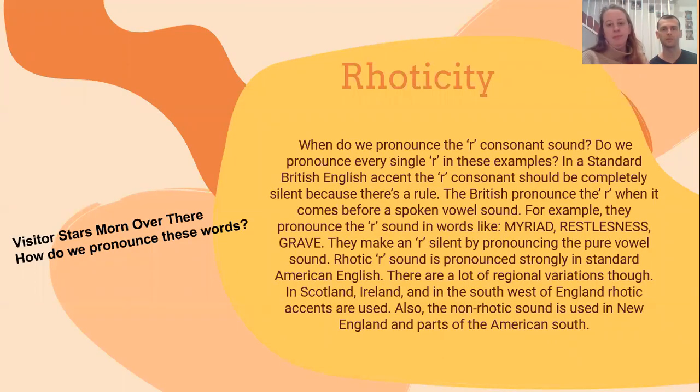These are examples found in the poem. They make an R silent by pronouncing a pure vowel sound. So the rhotic R sound is pronounced strongly in standard American English. But there are a lot of regional variations though. For example, in Scotland, Ireland, and in the southwest of England, rhotic accents are used. Also, the non-rhotic sound is used in New England and parts of the American South. So a rhotic accent would pronounce the R in these words: visitor, stars, morn, over, and there, whereas a non-rhotic accent would leave it silent in visitor, stars, morn, over, and there.